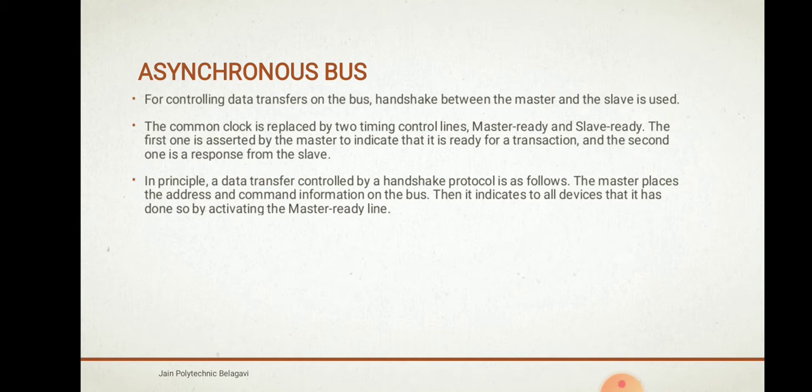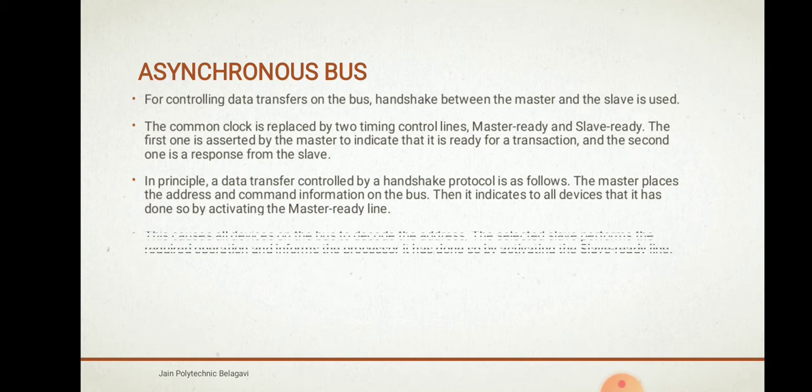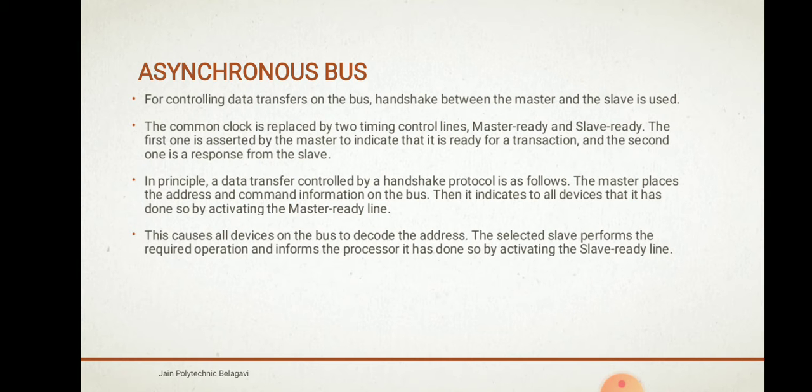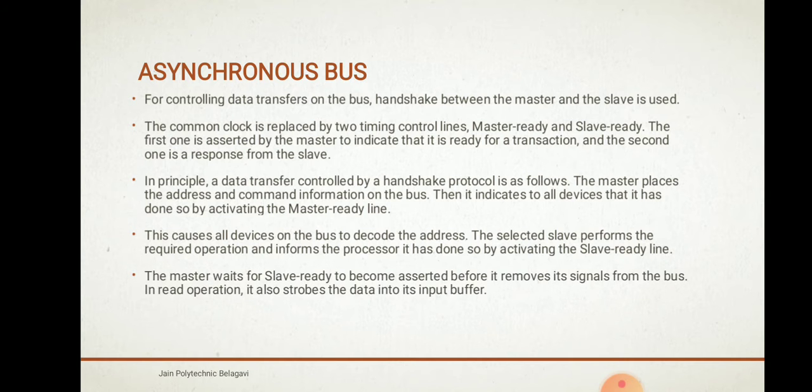Now the data transfer controlled by a handshake protocol is as follows. The master places the address and command information on the bus. Then it indicates to all devices that it has done so by activating the master ready line. This causes all the devices on the bus to decode that address. The selected slave will perform the required operation and inform the master that it has done so by activating the slave ready signal. The master waits for the slave ready signal to become asserted before it removes the signals from the bus. In an input operation, it also stores the data into its input buffer.